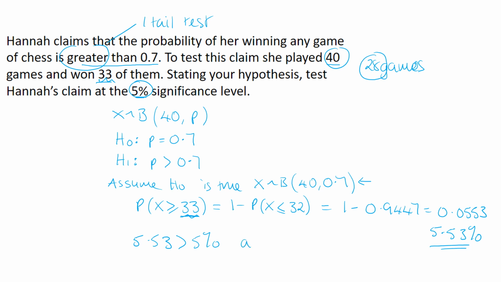So we would be accepting H0 and the evidence does not support Hannah's claim. So in a hypothesis testing, you get 2 marks for saying what you are going to accept and reject, and then putting it in the context of the question as well.